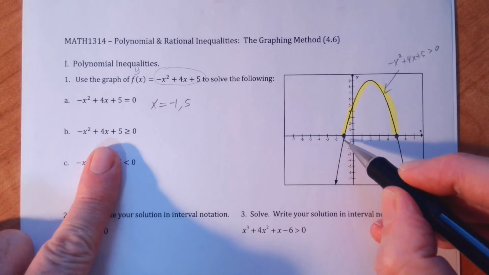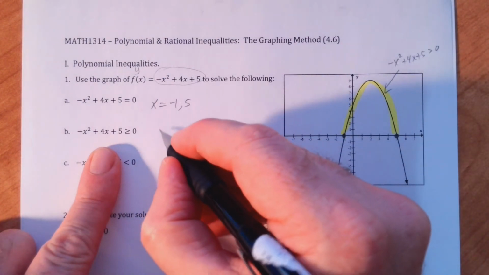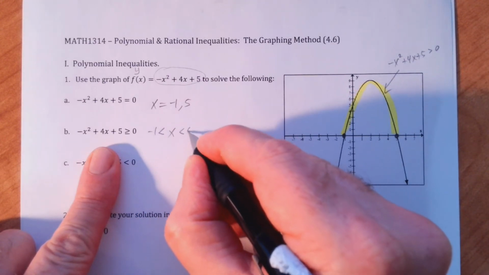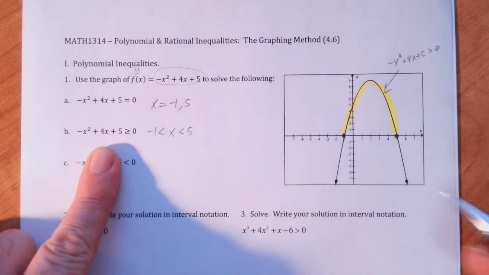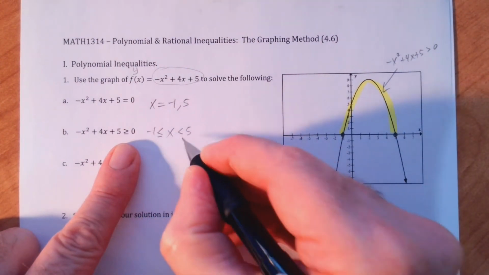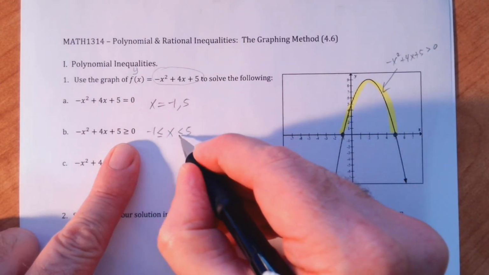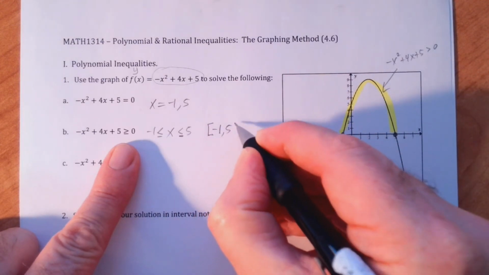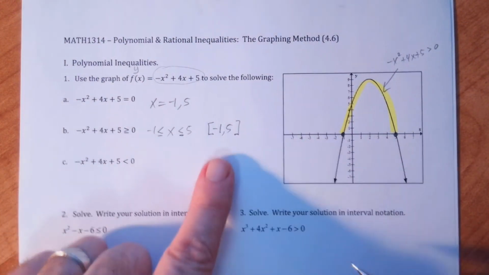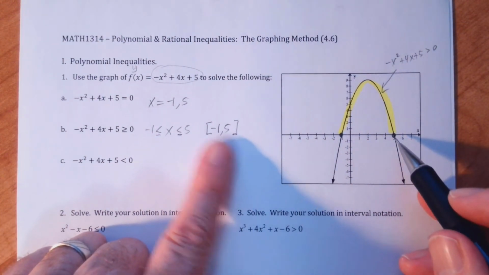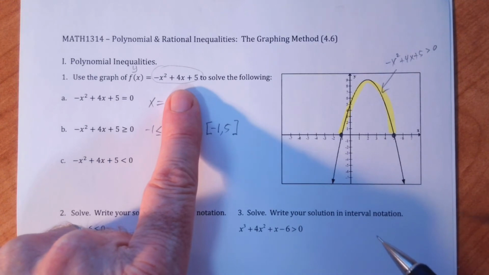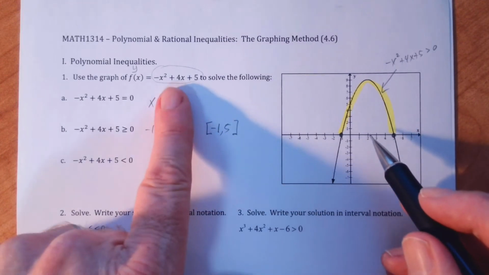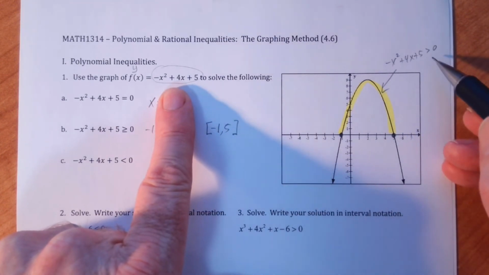Well, they go from negative 1 to 5. So you could write it this way: x is between negative 1 and 5. And because of the greater or equal, we're going to have less than or equal symbols here. So these are the values between negative 1 and 5, including negative 1 and 5. So negative 1 and 5 make this function equal 0. And in between here is where this function is greater than 0.